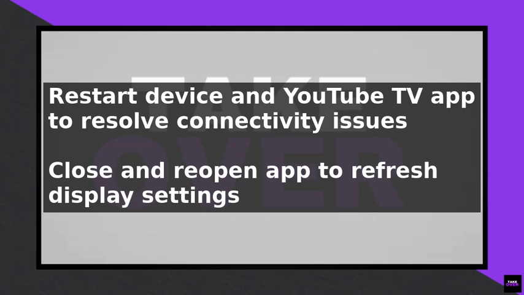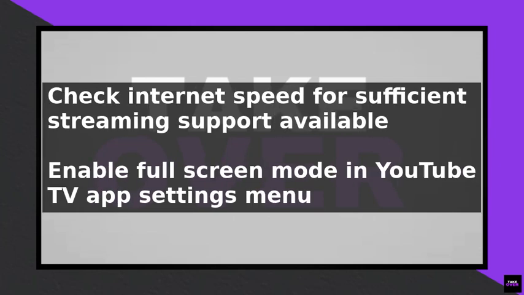For Android devices, go to the Settings app, select Storage, and choose Internal Storage. Find the YouTube TV app and select Clear Cache and Clear Data. For iOS devices, go to the Settings app, select General, and choose iPhone Storage. Find the YouTube TV app and select Delete Data.